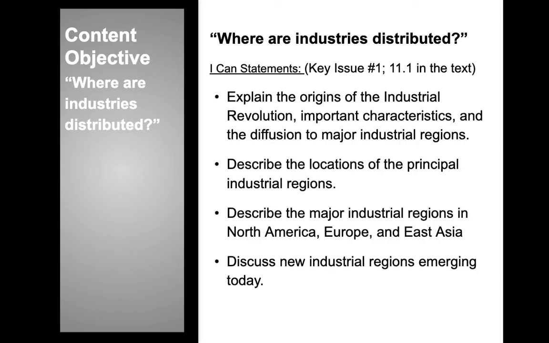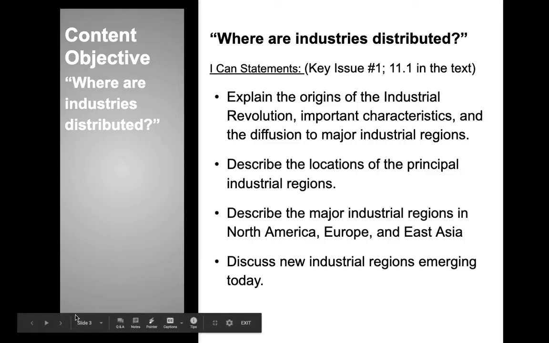I can statements. 1. Explain the origins of the Industrial Revolution, important characteristics, and the diffusion to major industrial regions. 2. Describe the locations of the principal industrial regions. 3. Describe the major industrial regions in North America, Europe, and East Asia. And lastly, discuss new industrial regions emerging today. We'll touch on that last one more in key issue 4.